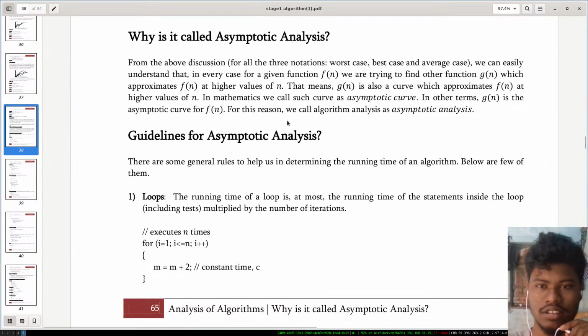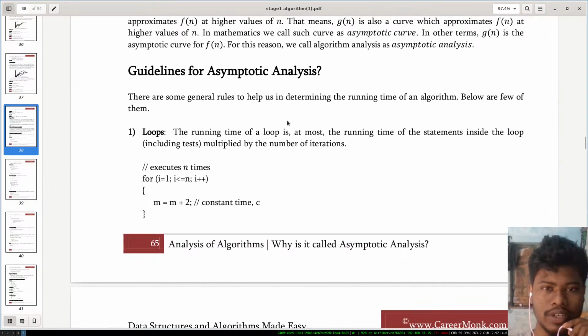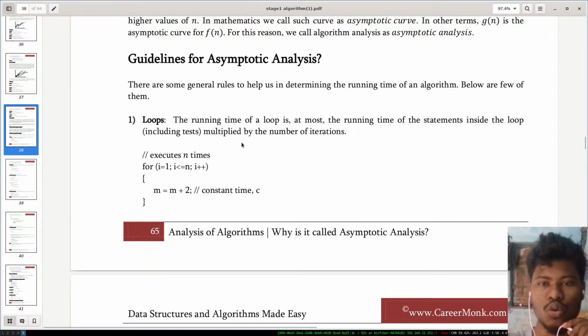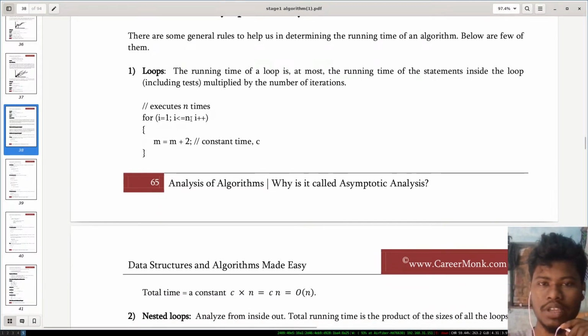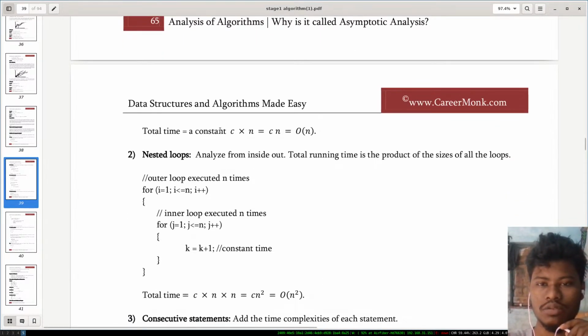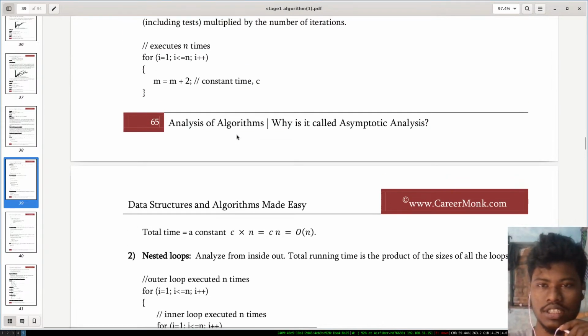All right, so guidelines for asymptotic analysis: there are some general rules to help us determine the running time of an algorithm. First is loops. The runtime of a loop is the runtime of the statements inside the loop, including tests, multiplied by the number of iterations. So we have to multiply by the number of iterations. That's why a constant c times n is Cn, that is big O of n.